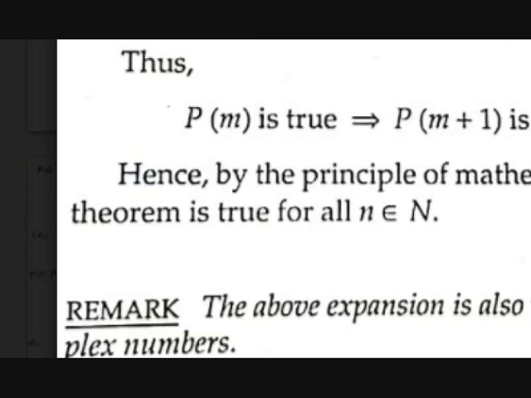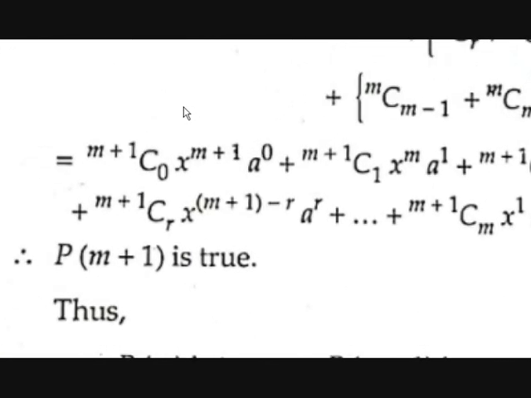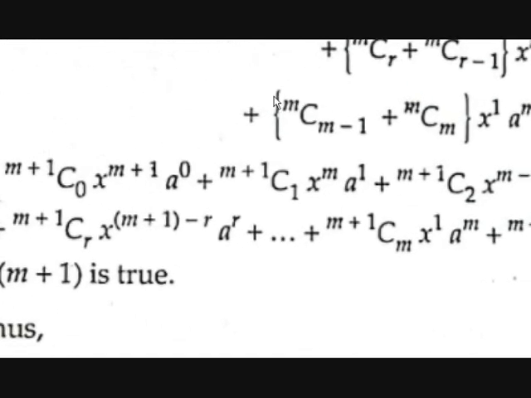Okay, now let's see some properties of combinations. The other thing, if you want to simplify that, you can see this. If you expand them, you'll get nC0 x power m a power 0, plus (mC1 plus mC0) x power m a power 1, plus (mC2 plus mC1) x power m minus 1 a square, and so on, until (mC r plus mC r minus 1) x power m minus r plus 1 into a power r, plus (mC m minus 1 plus mC m) x power 1 a power m, plus mC m a power m plus 1.